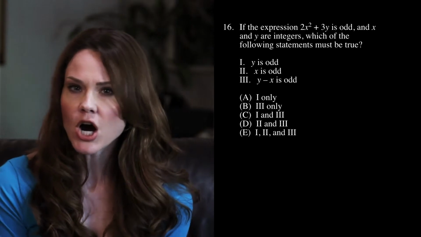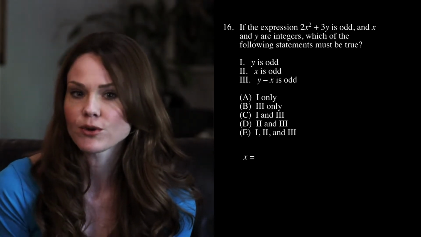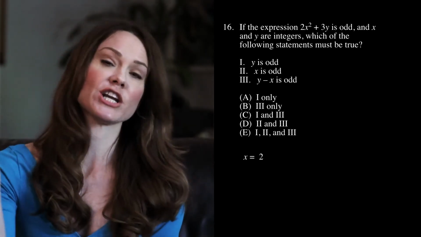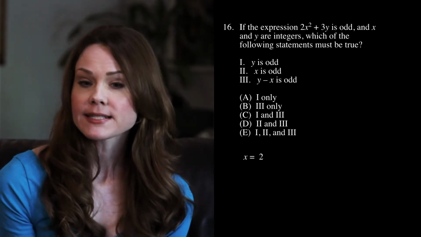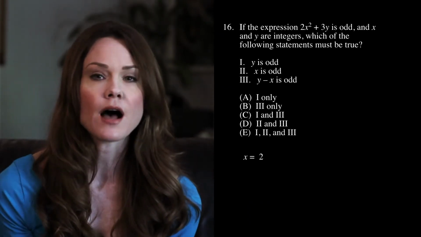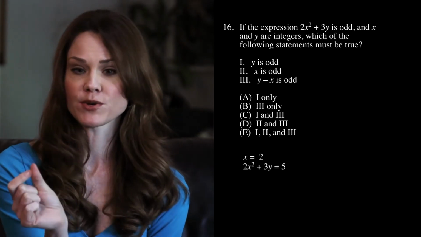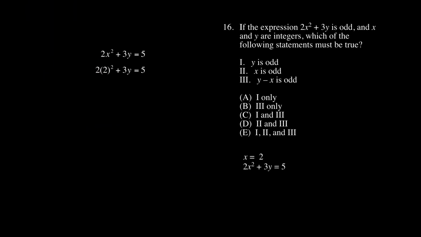It's kind of hard to see where to begin, so I would just maybe throw in that x equals 2. And then from there, maybe set that whole expression equal to an odd number and solve for y. So if x is equal to 2, we could plug in the odd number 5 as the sum of the expression 2x squared plus 3y. So we would now have 2 times 2 squared plus 3y equals 5.